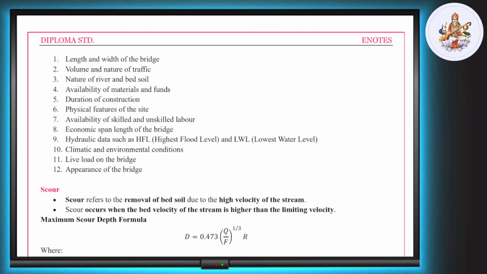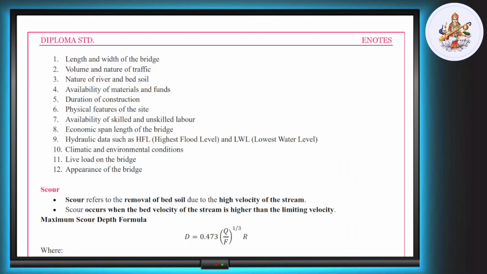4. Material and fund availability. If local stone or timber is available, we may reduce cost. 5. Construction time. Some bridges take months, some can be precast and installed faster. 6. Site features. Is the site hilly? Marshy? Flat? This affects machinery, labor access, and design. 7. Labor skill level. Can local workers build complex trusses? Or should we go for simple RCC?